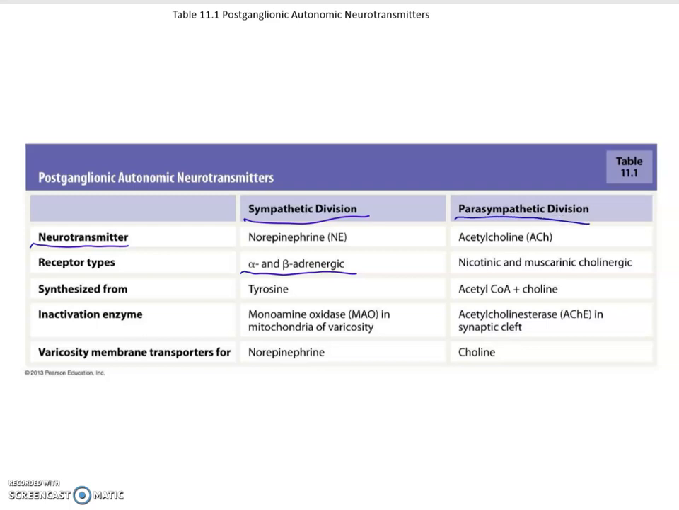And on the parasympathetic division, we're always using acetylcholine, and at the synapse from the postganglionic neuron to the target tissue, we could use either nicotinic or muscarinic type of acetylcholine receptors. And the remainder of the other part of the table is not that important for you guys.